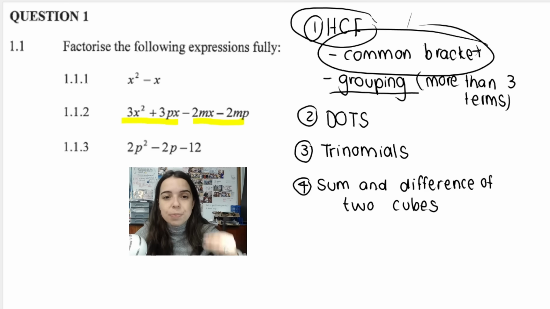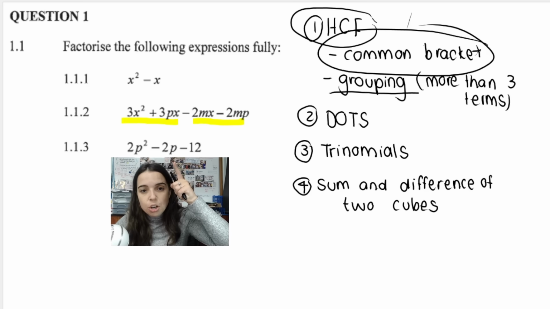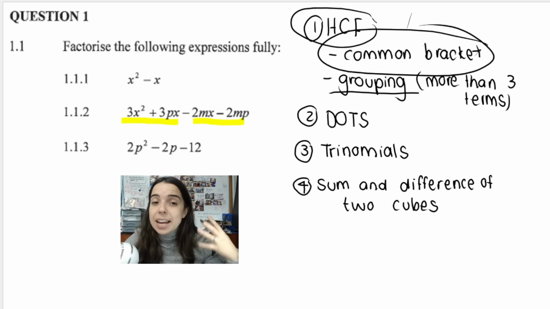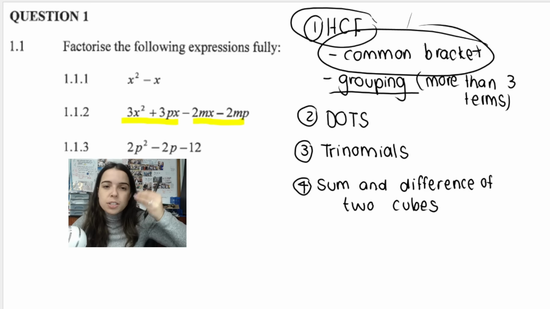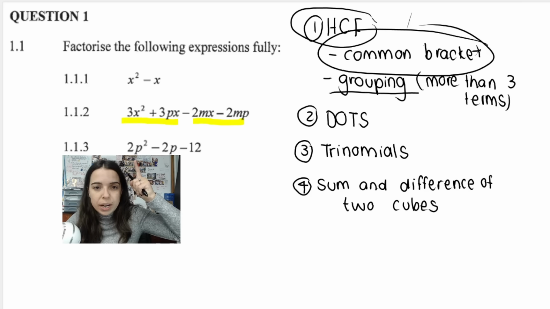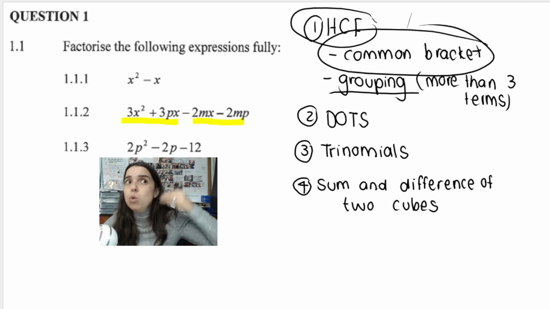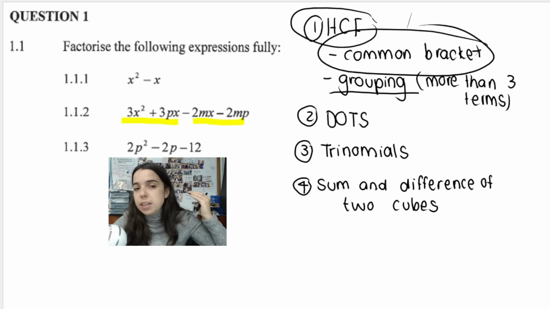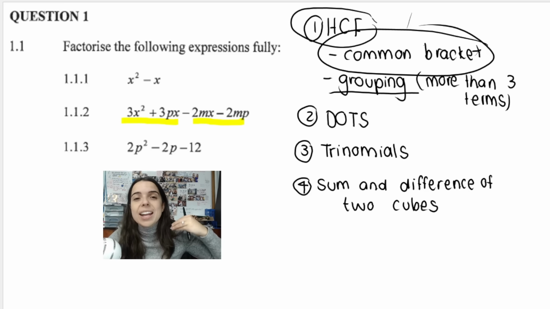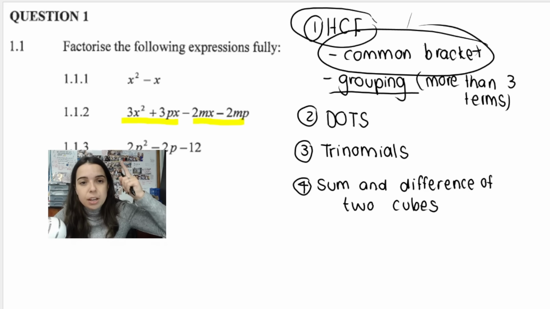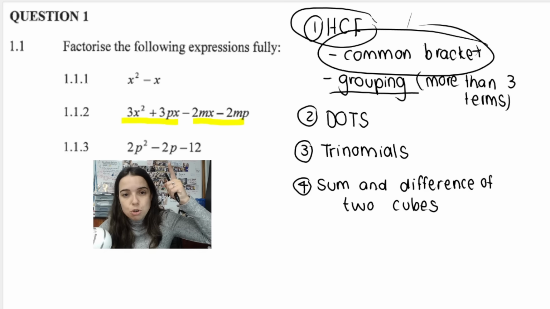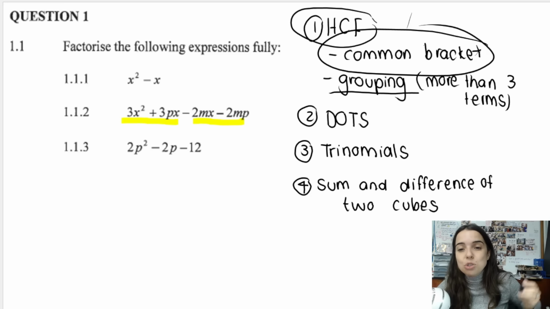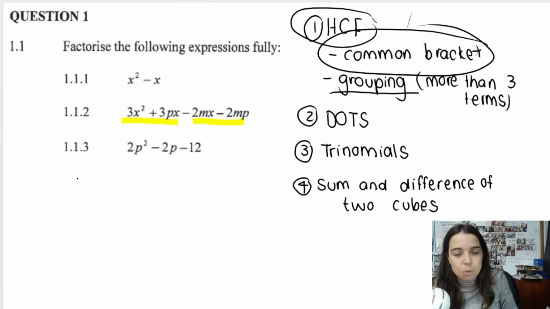Looking at these 3 terms, do they have anything in common that I can take out? Let's start with a variable, because my learners like to start with variables. We've got p squared and a p, so you might think, oh, I can take out a p, but this term over here does not have a p, so I can't take out a variable. Now let's look at coefficients, big numbers. 2 can go into this term, 2 can go into this term, 2 can go into this term. So we can take out 2 as a highest common factor.